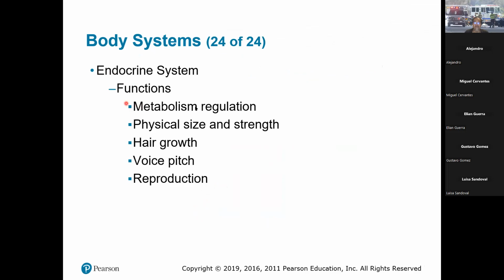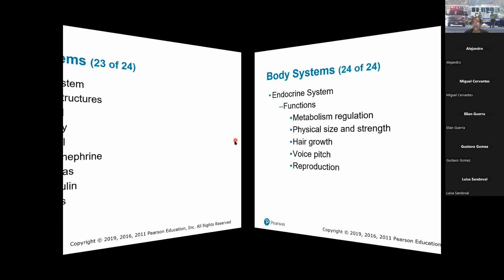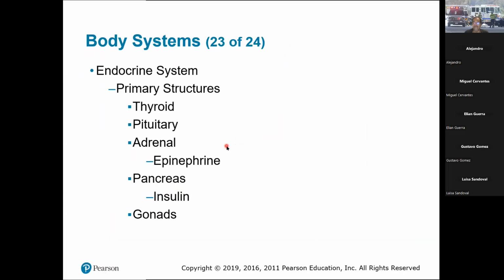The endocrine system functions include metabolism and regulation, physical size and strength, hair growth, voice pitch, and reproduction. Basically, that's what the whole endocrine system controls.